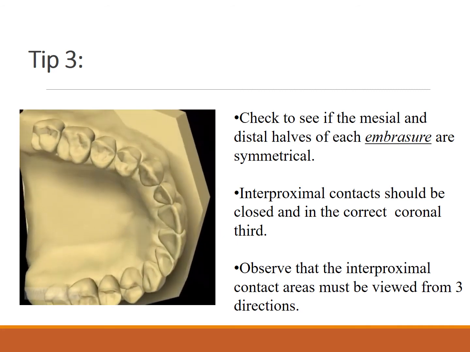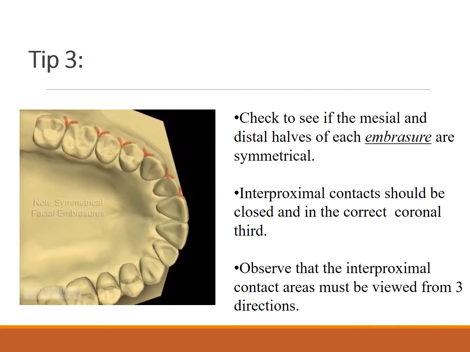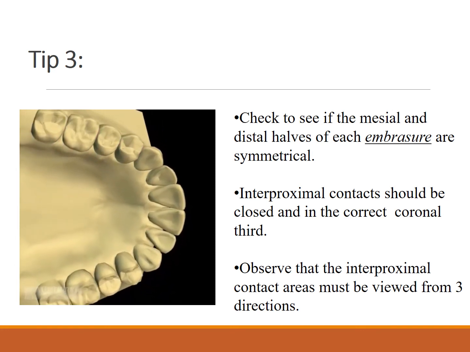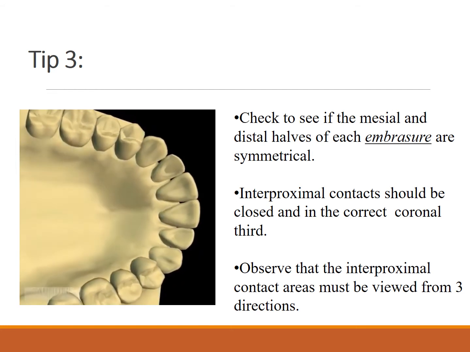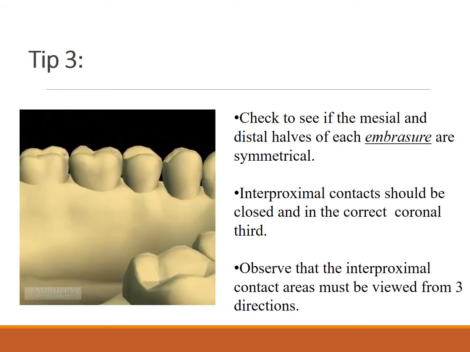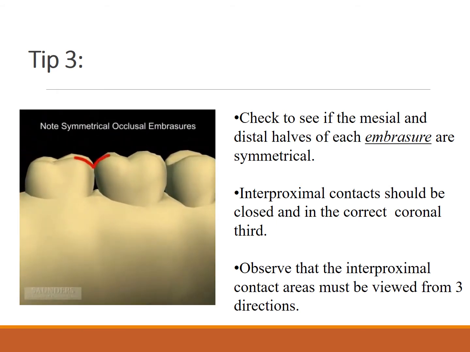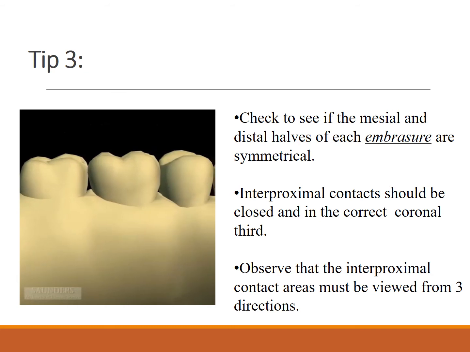You also want to make sure your interproximal contact areas are not too broad, because if they're too broad, they can strangle the papilla and lead to poor periodontal health. Make sure that you observe those interproximal contact areas from all 3 directions. So by the 3 directions, I mean buccal, lingual, and occlusal, so that you can ensure that your interproximal contact is even and that your embrasures are symmetrical.